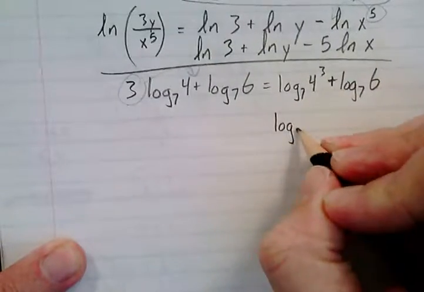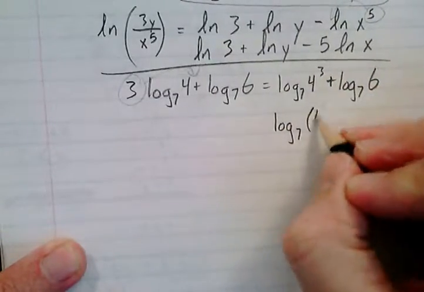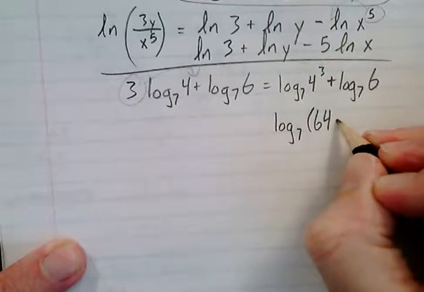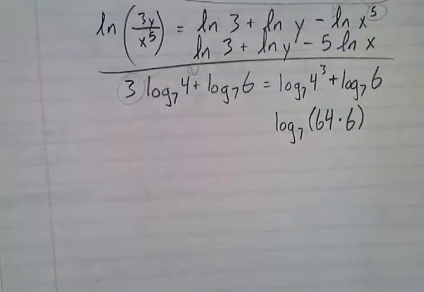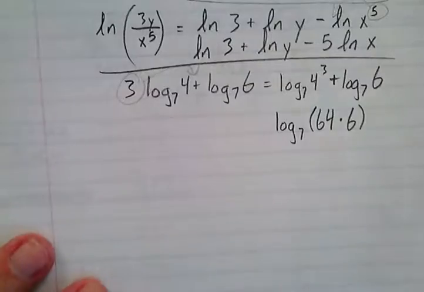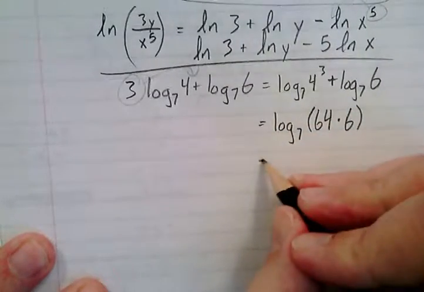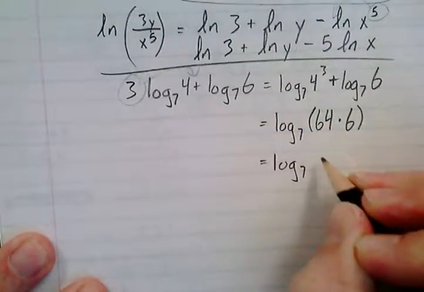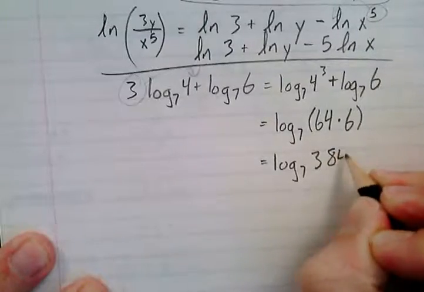It says log base 7 of 64 times 6. And now, if you're just given numbers in this problem, you can actually multiply them together. So 64 times 6 is 384. So this would be a log base 7 of 384.